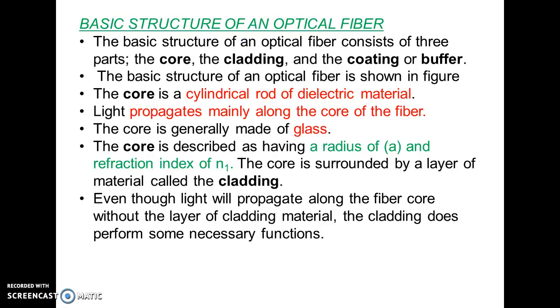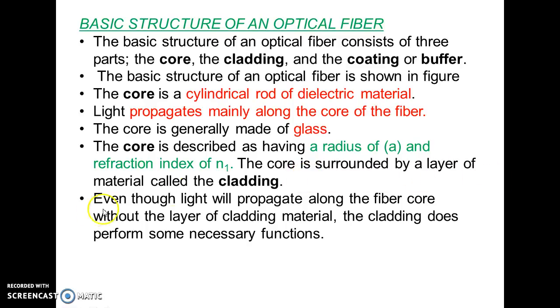Basic structure of an optical fiber. The structure of optical fiber consists of three parts: core, cladding, and coating or buffer. The basic structure of an optical fiber is shown in the figure. The core is a cylindrical rod of a dielectric material. Light propagates mainly along the core of the fiber. The core is generally made up of glass. The core is described by a radius of a and the refractive index of n1.